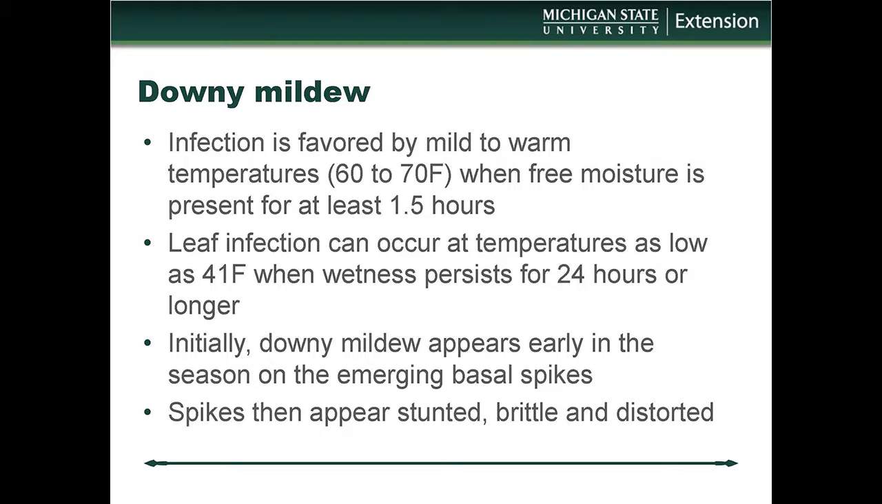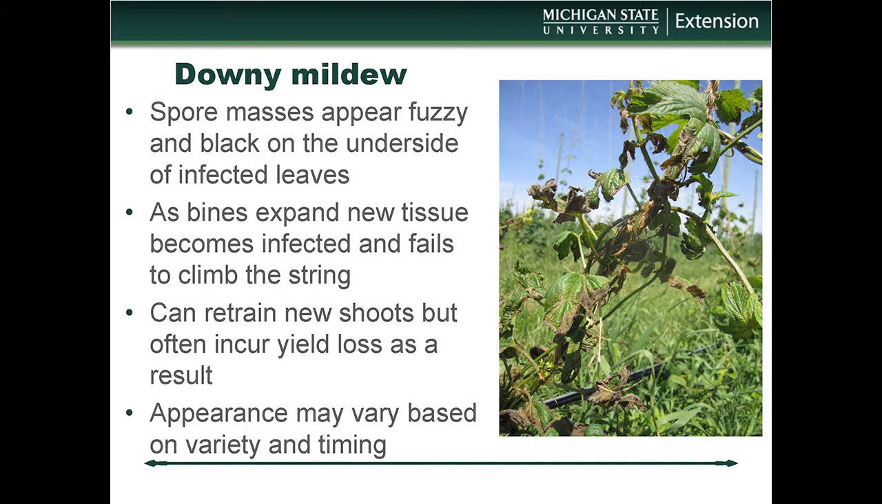Infection is favored by mild to warm temperatures, 60 to 70 degrees, when free moisture is present for an hour and a half. Leaf infection can occur at temperatures as low as 41 when wetness persists for 24 hours. So this is spring in the Midwest. That is why we have such an issue with downy mildew here. It's really capable of growing at what we think of as pretty cold temperatures for fungi.